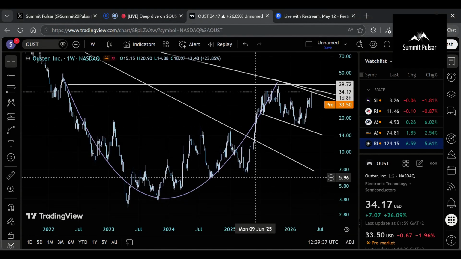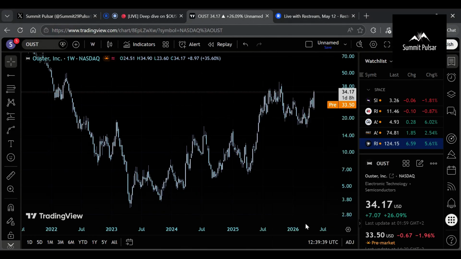So actually, let's start from the beginning. I'm removing all my drawings. Presenting the Ouster chart just as it is, right? So this is Ouster. It's a technology stock. They make like LiDAR equipment.